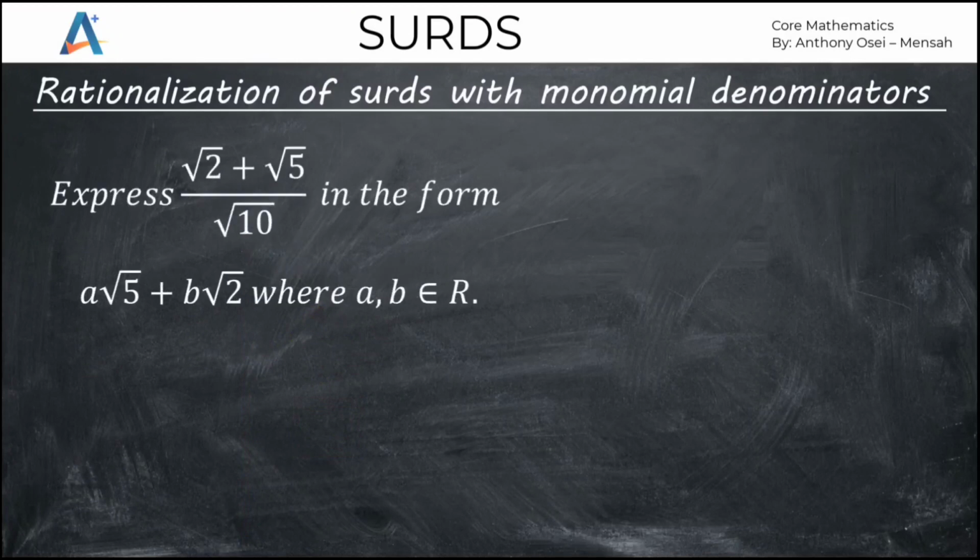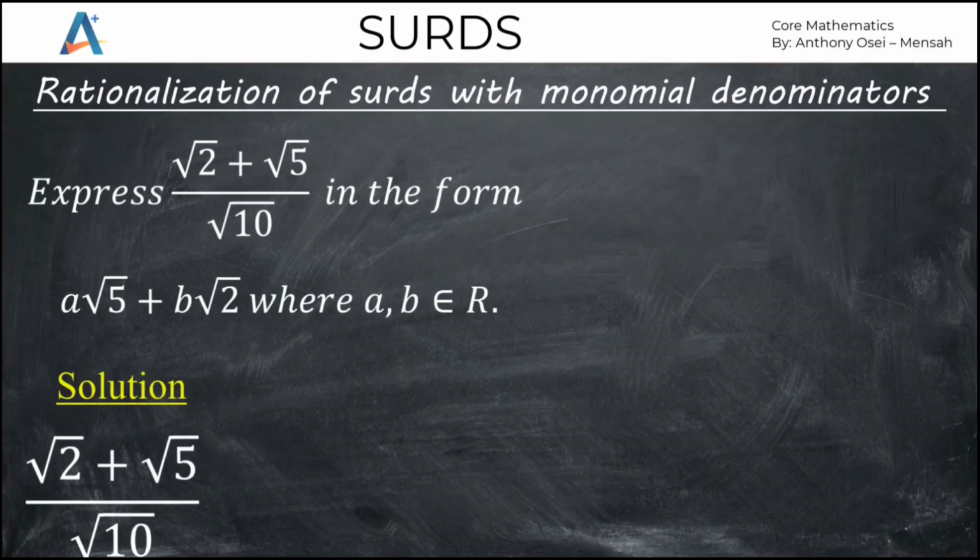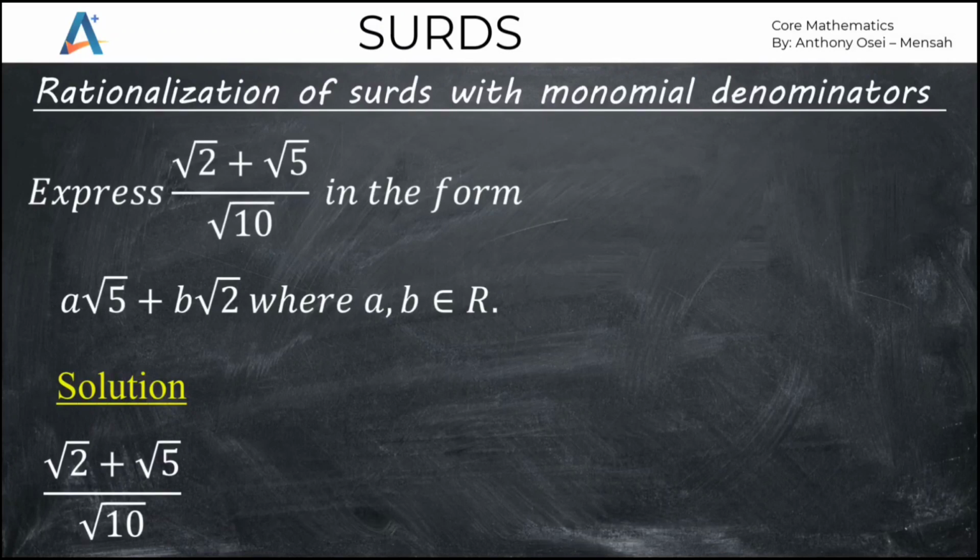Thank you very much. Now this question reads: express root 2 plus root 5, all divided by root 10, in the form a root 5 plus b root 2, where a and b belong to the real numbers. Now this question is a simple question. We have to just understand the mechanism for solving this. In the process of simplifying this, you need to consider the denominator. This is a fraction with the denominator as a surd.